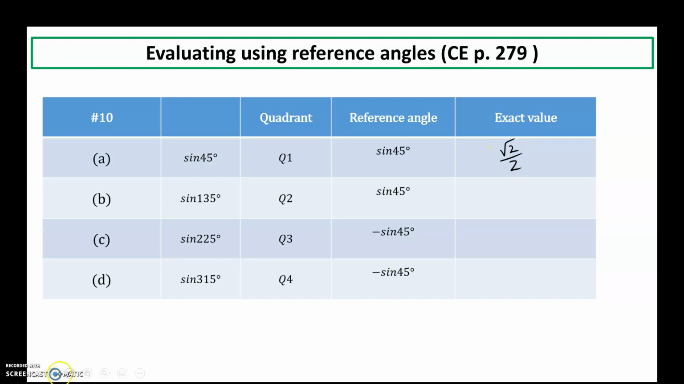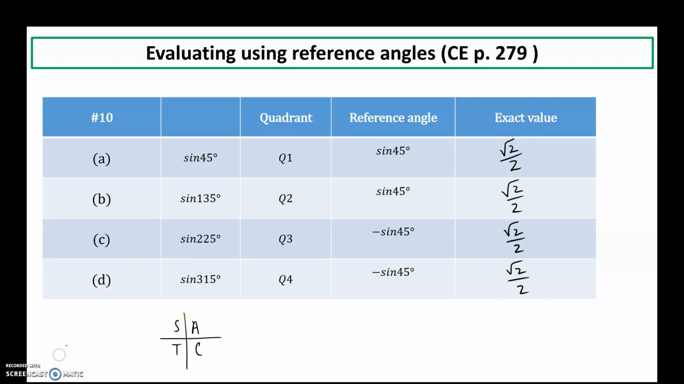Spoiler alert here: every single answer here is going to be square root of 2 over 2. Why? Because every single value in parts A through D has a reference angle of 45 degrees. Because I'm finding the sine of 45 degrees, the sine of 45 degrees never changes from square root of 2 over 2. What do we need to take into consideration? We need to take into consideration the quadrants, because only in the first and second quadrants are sine values positive.